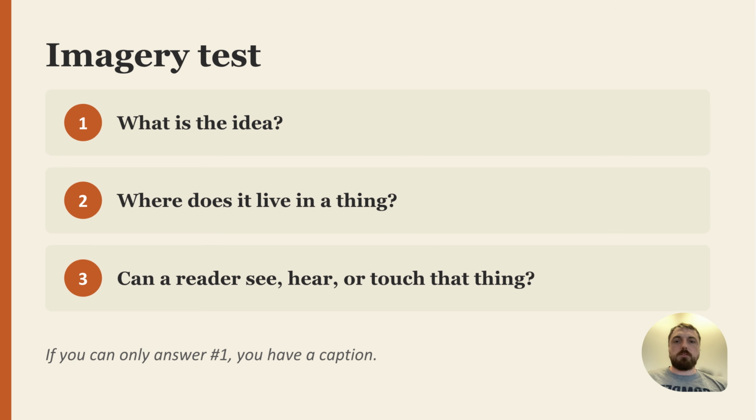Use this test for the rest of the lecture and later when you write on your own. What is the idea? Where does it live in a thing? Can a reader see, hear, or touch that thing? If you can answer number 3, you have imagery. If you can only answer number 1, you have a caption.